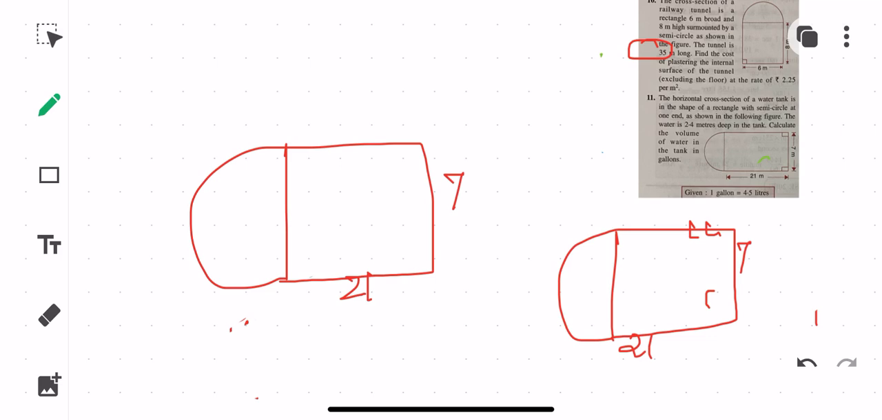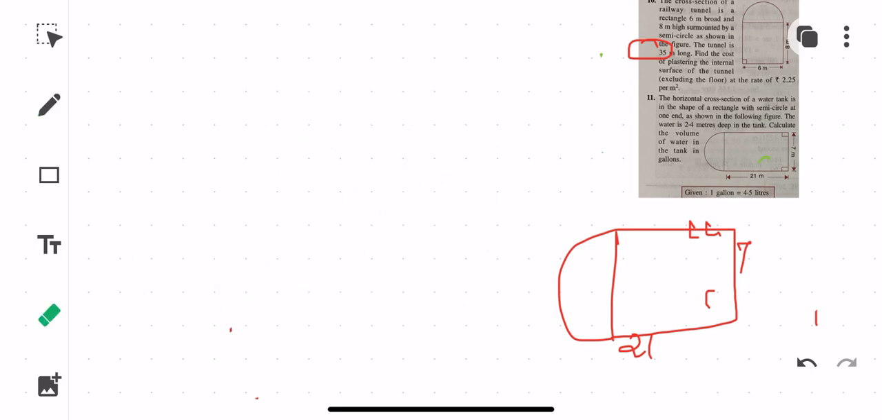For finding out the area, first I will be taking this particular rectangle, children. For this rectangle, my formula will be just length into breadth. And then I have a semicircle here. For this semicircle, what will be my formula? This 7 is the diameter, so the radius is going to be equal to 7 upon 2. These are the things which have been given.